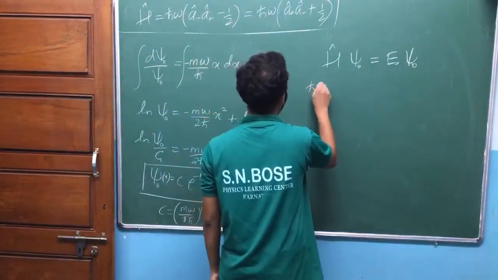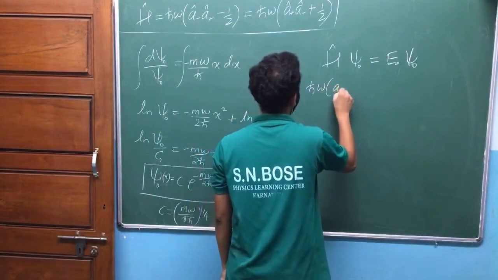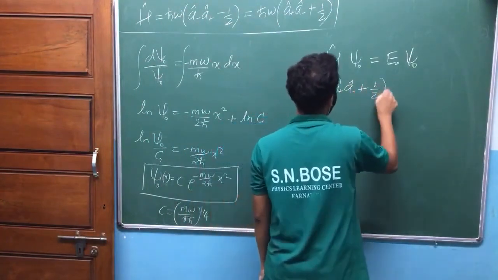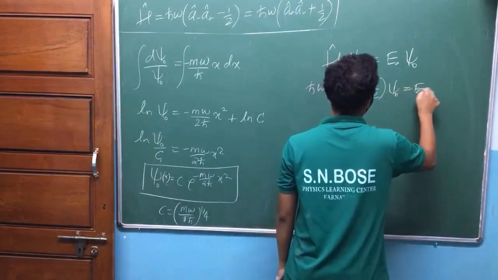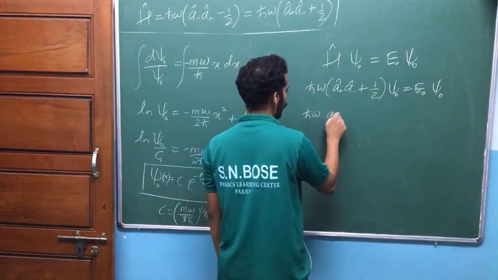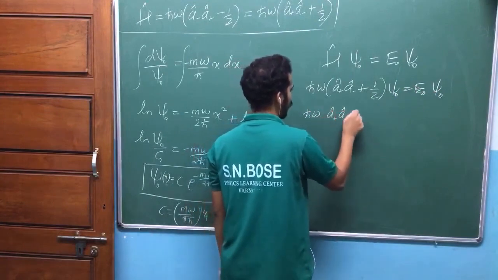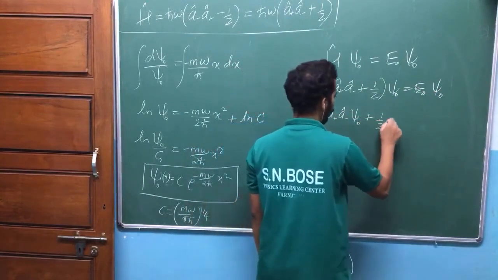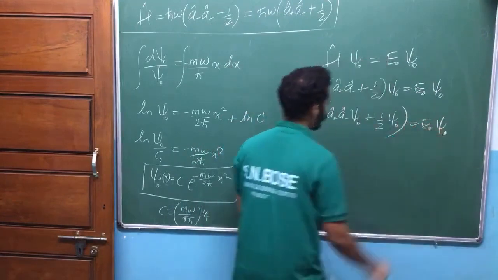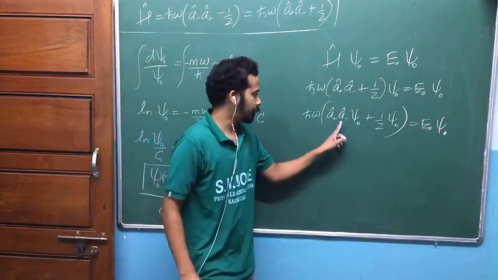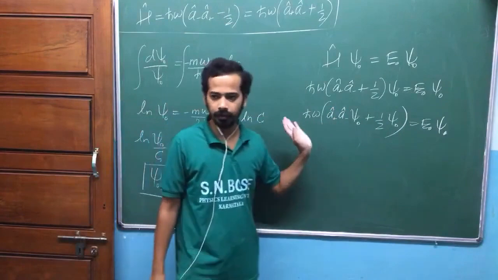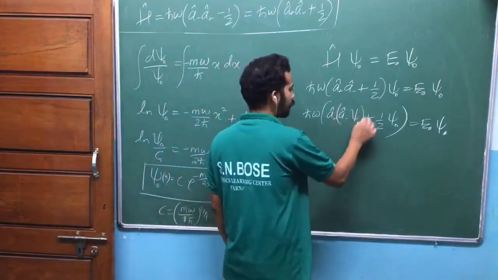If you take that one, h bar omega, A plus cap, A minus cap, plus half, psi naught is equal to E naught into psi naught. That means h bar omega, A plus cap, A minus cap into psi naught plus half psi naught is equal to E naught into psi naught. Look at here. A plus cap, A minus cap into psi naught means first you should operate A minus, then you should operate A plus. Once you operate A minus, it will become 0.